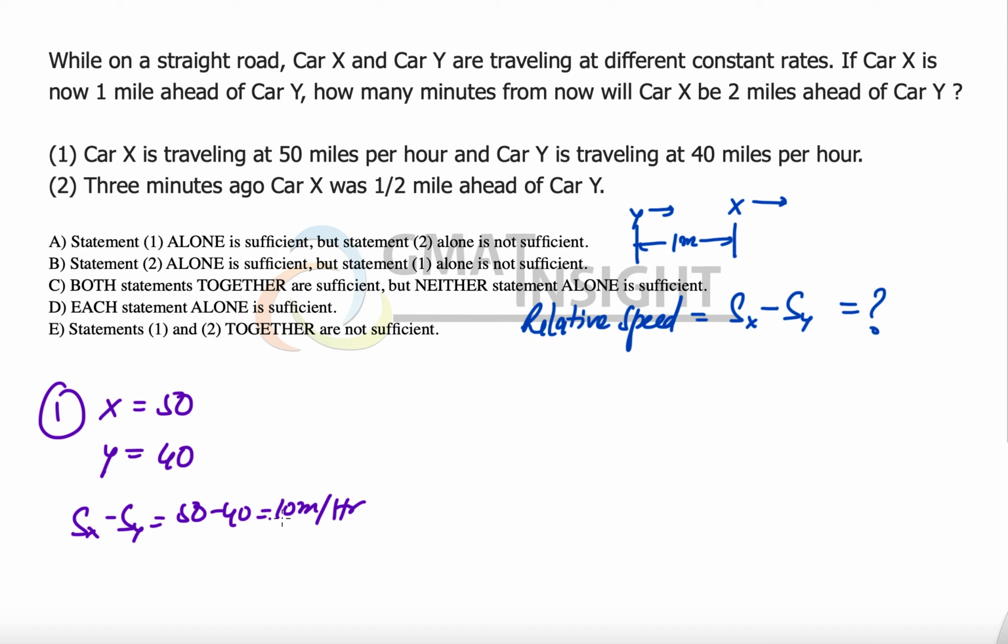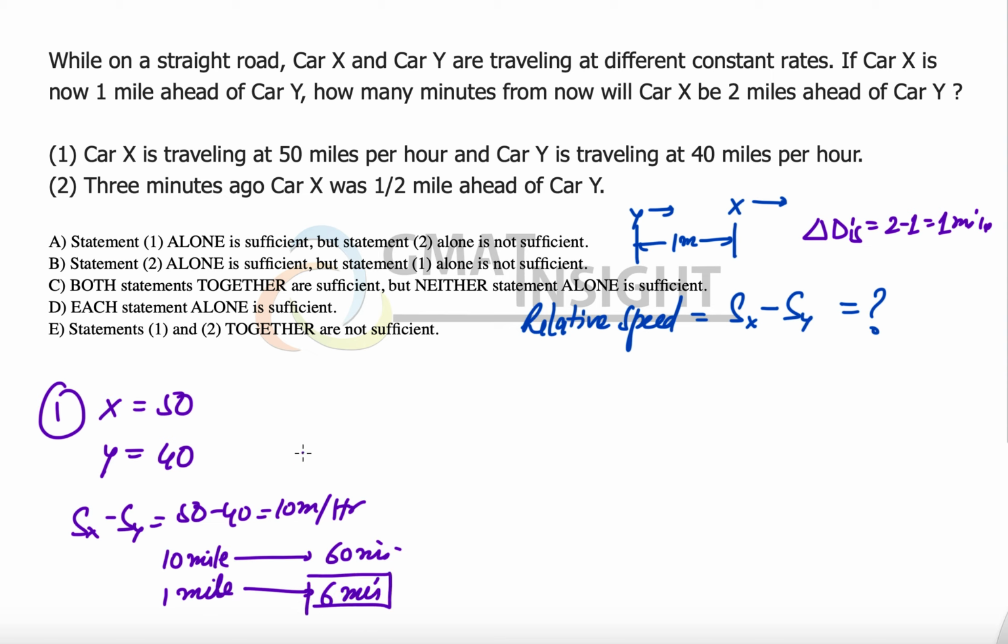Just to explain the reason behind it being sufficient: the 10 miles between the two can increase in 60 minutes, 1 hour. So we have to just see the increase, because the delta of the distance between the two has to be 2 minus 1, equal to 1 mile. So 1 mile will increase between the two in just 6 minutes, since we have a unique answer. So the first statement is clearly sufficient to answer the question, although we did not need this calculation once we already have simplified what we wanted in the question.